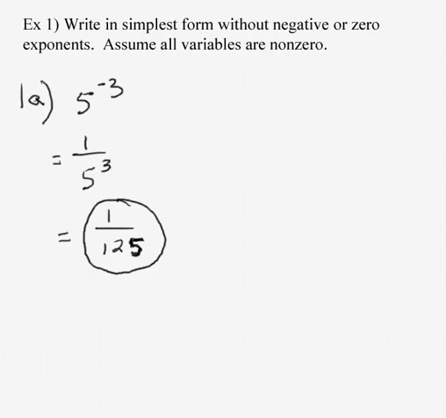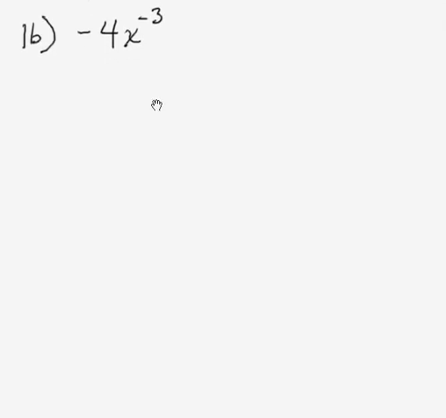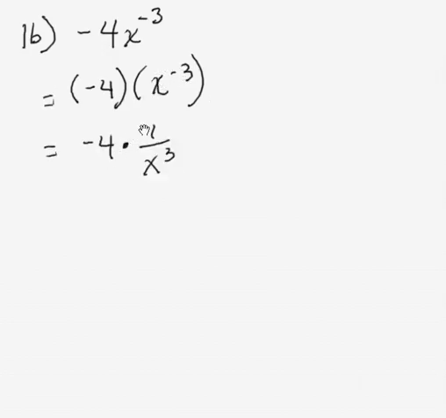5 cubed is 125. Alright, in this example, it's very important that we know what the exponent is being applied to and what it is not. There are not parentheses around negative 4x. So it's important to know that we have negative 4x, and that is being multiplied by x to the negative third power. This negative third power is only being applied to the x, not to the 4 or to the negative 1 in front of it. So what that means is we're going to have negative 4, but then we need to take the reciprocal of x, and that's going to give us negative 4 times 1 over x to the positive third power.